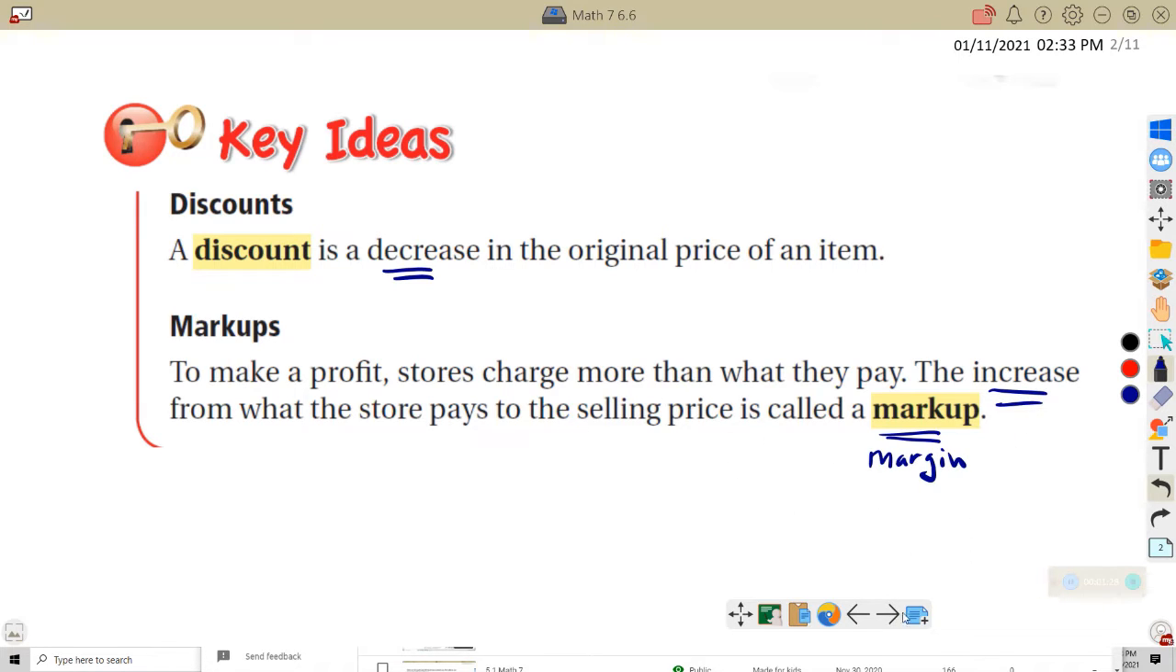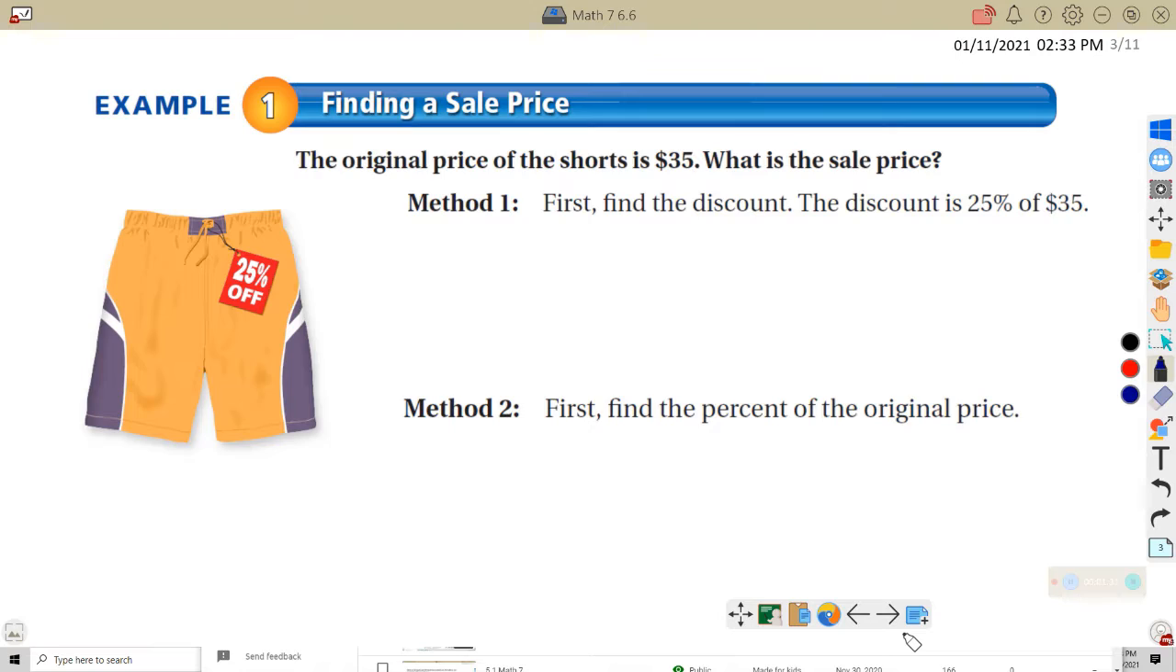All right, and let's look at this first problem here. The original price of the shorts is $35. So it says it's 25% off. What is the sale price? Well, there's a couple different ways we can do this. And the first method is to find the discount.